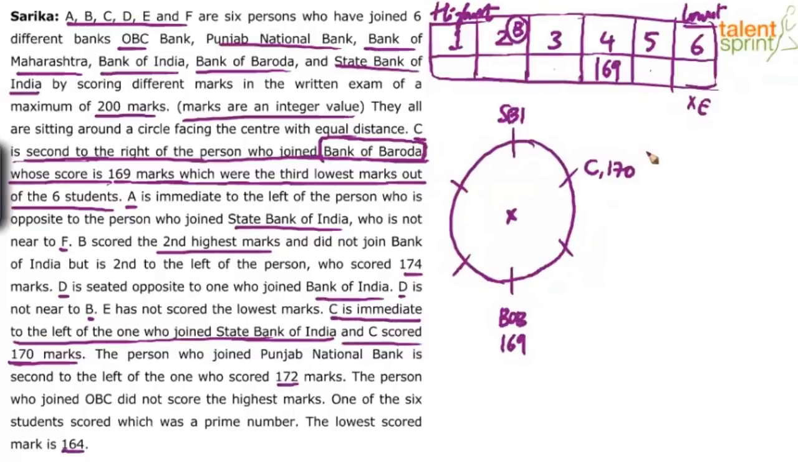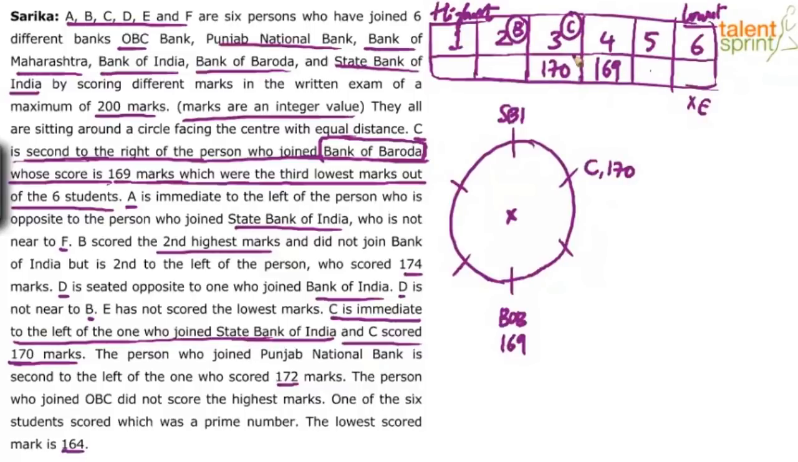Now where will 170 come? I am sure 170 will be the third highest here. Because we know that marks are all integer values. So after 169, the next score can only be 170. It cannot be anything between 169 and 170. So we can put 170 here, which is for C. C scored the third highest marks.